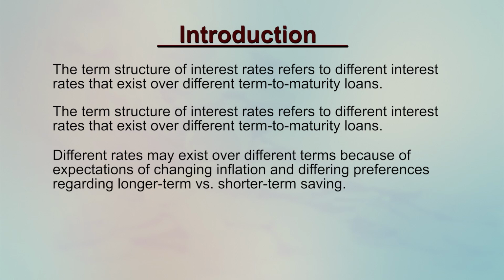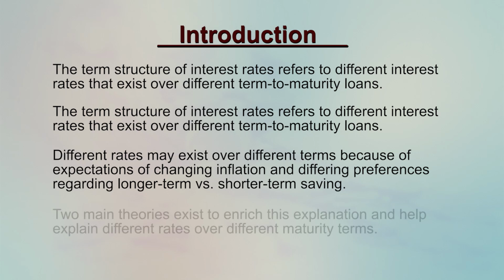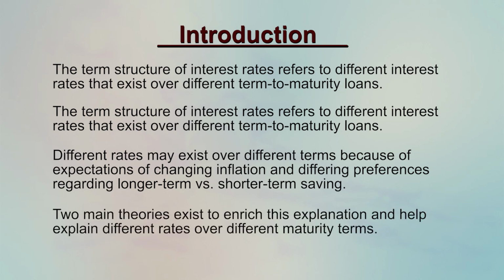This also takes care of different interest rates that can adjust with different levels of inflation, and thereafter the aggregate saving and the aggregate investments get adjusted. And this proposes two main theories to enrich this explanation and explain the different interest rates over different maturity terms.